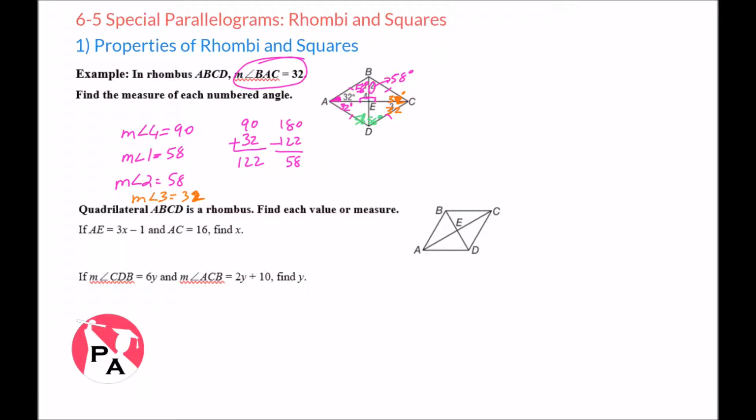Now, two segments are given. AE is given 3x minus 1. Right here, AE is 3x minus 1. And AC is 16. Let's see what AC is. AC is this whole thing. It is 16.